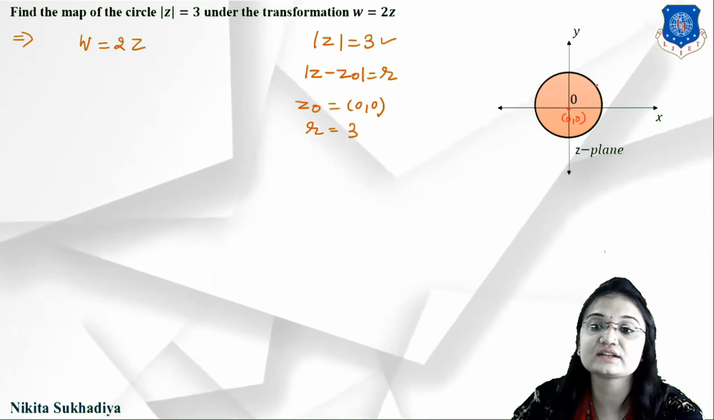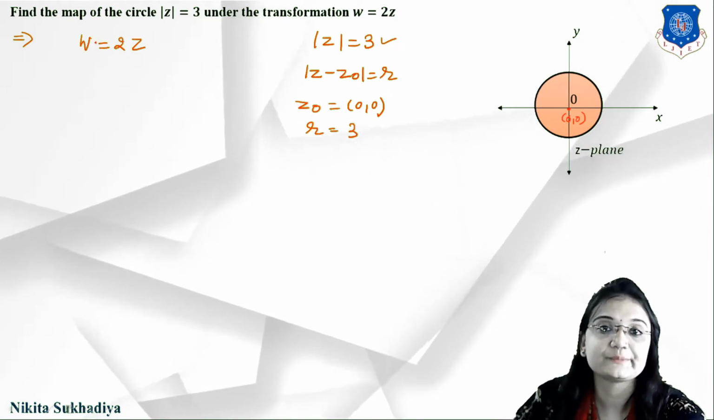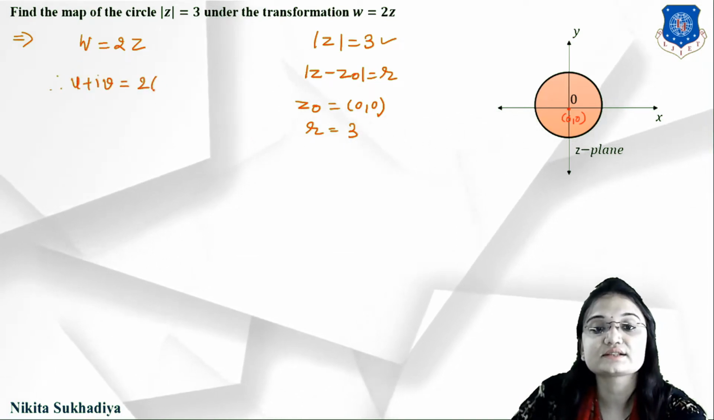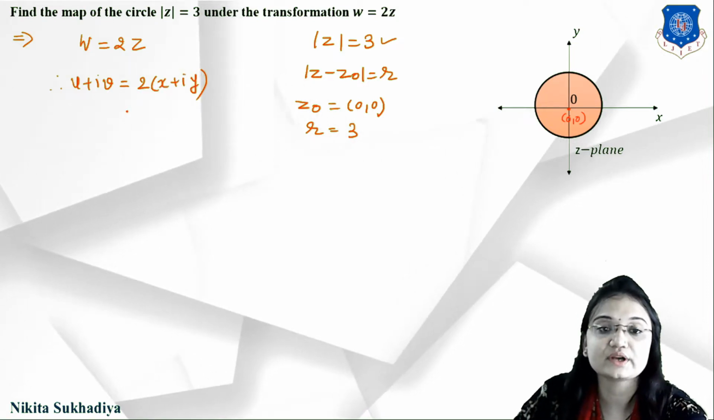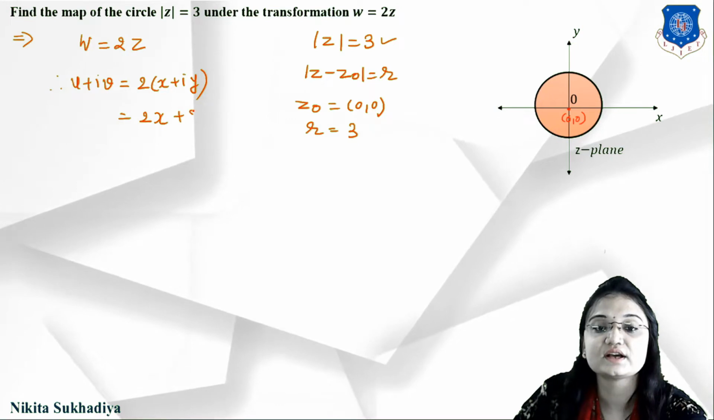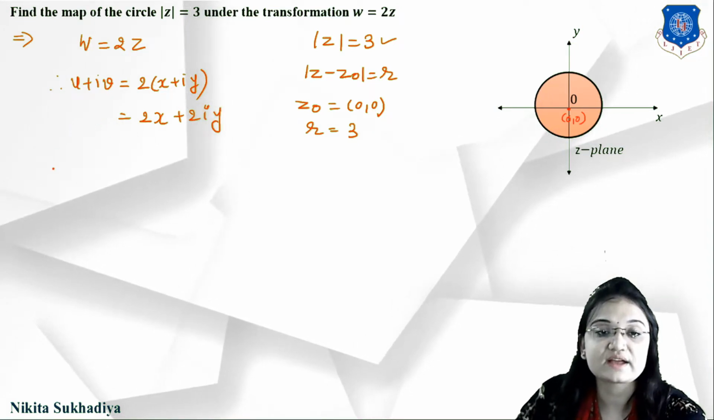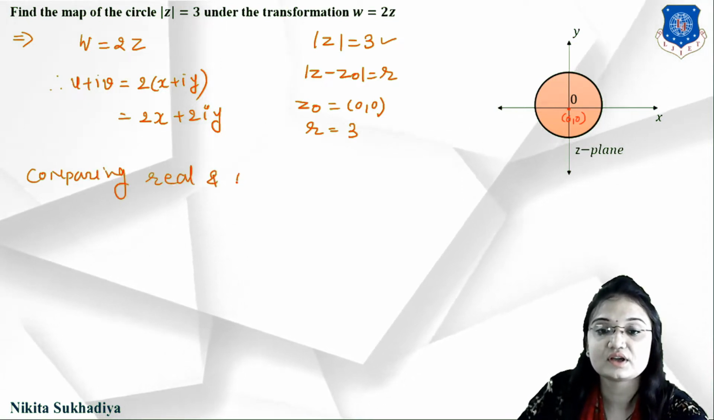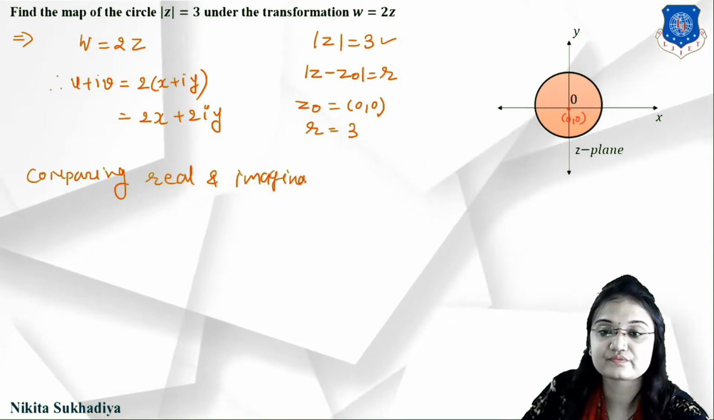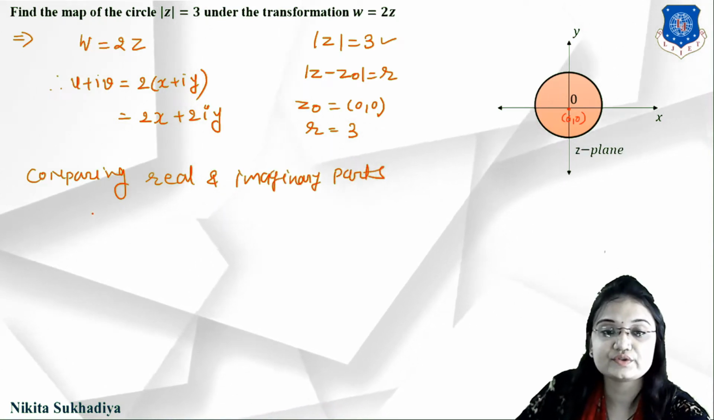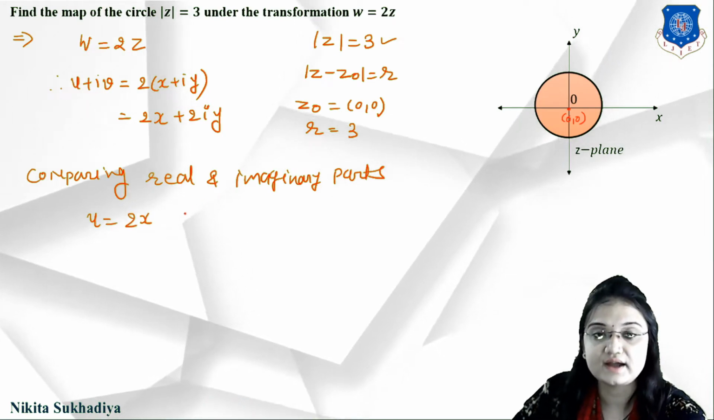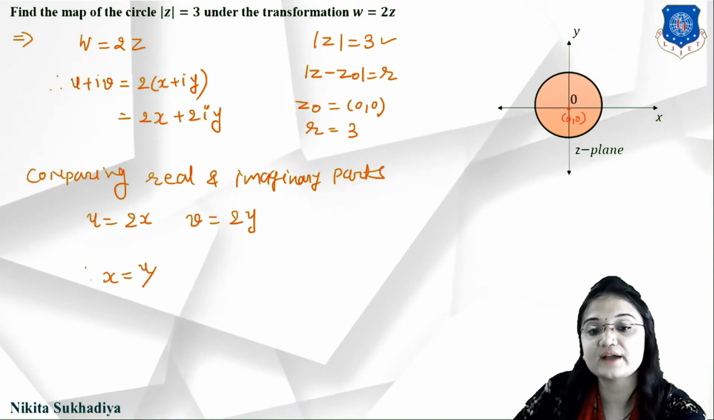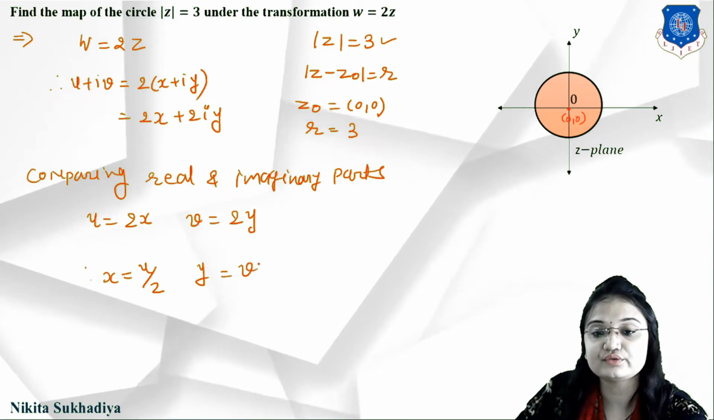Here we have to find the image of this circle in the w plane. So put W is equal to u plus iv and z is equal to x plus iy. This is nothing but 2x plus 2iy. By comparing real and imaginary parts, we get u is equal to 2x and v is equal to 2y. So we can put x is equal to u by 2 and y is equal to v by 2.